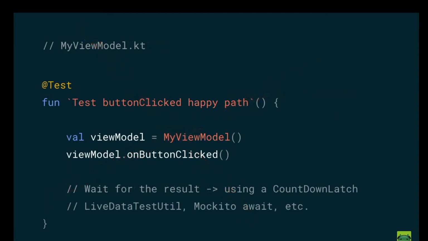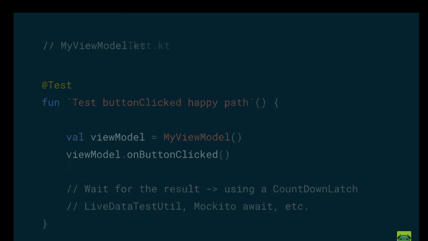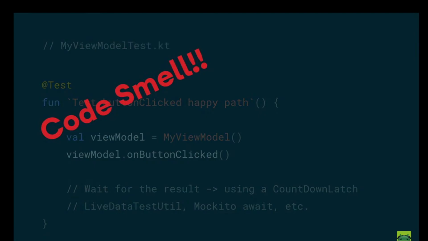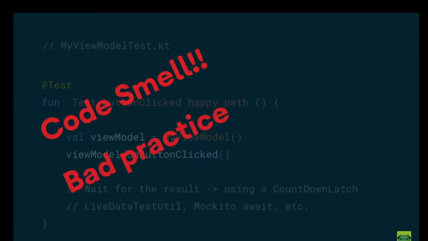Another way is waiting for something to happen. So imagine that you update some result somehow, and you wait for that to have a new value, either having a Kotlin latch, or using live data test util if you are using live data, or with Mockito await. You have different ways to wait for something to be there. But that's a code smell. That's because the test is not gonna be running fast. It might take a couple of seconds for something to be there. And that's kind of a bad practice.